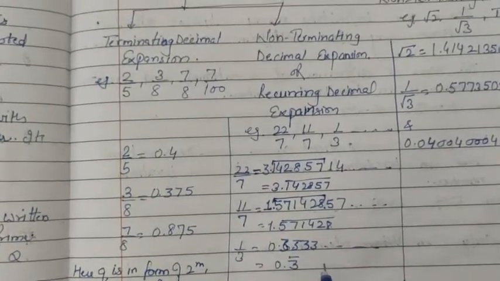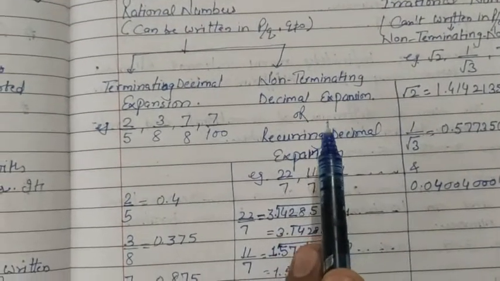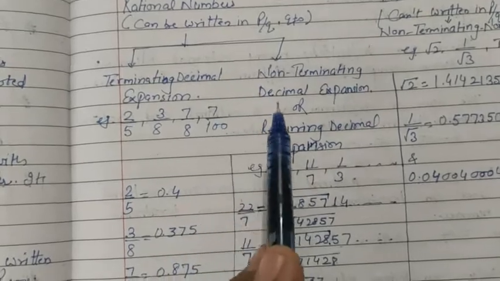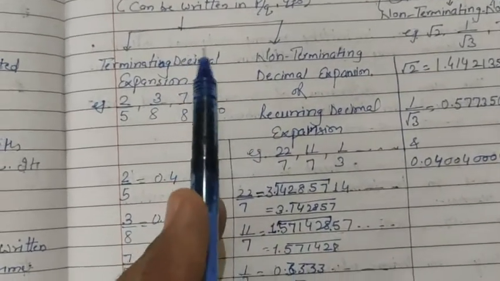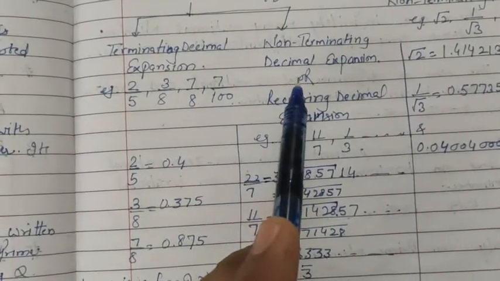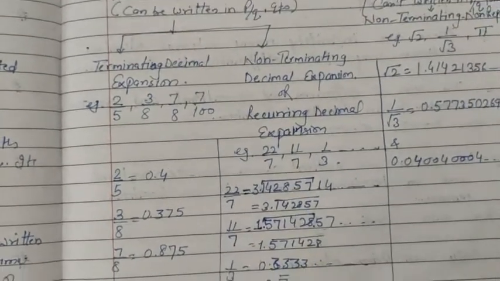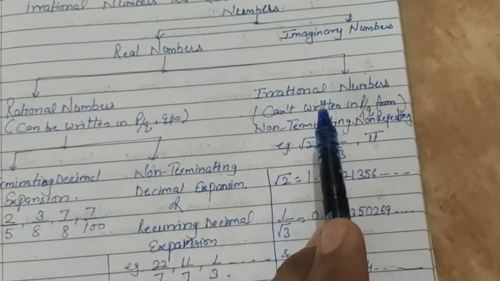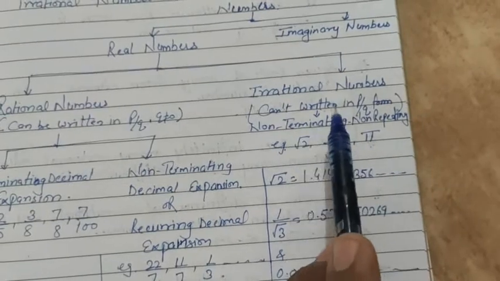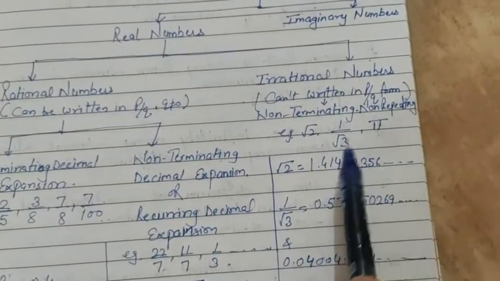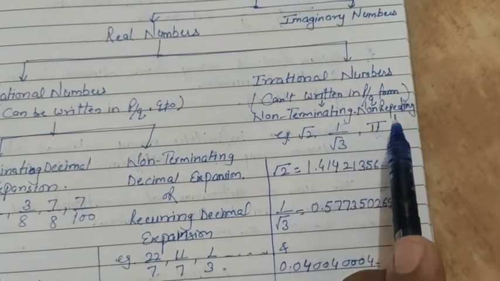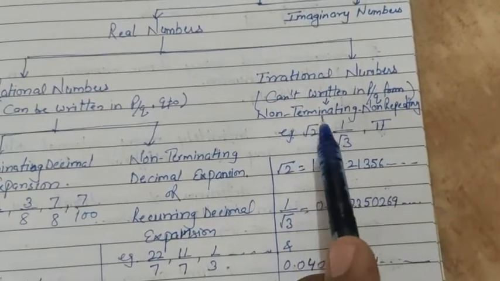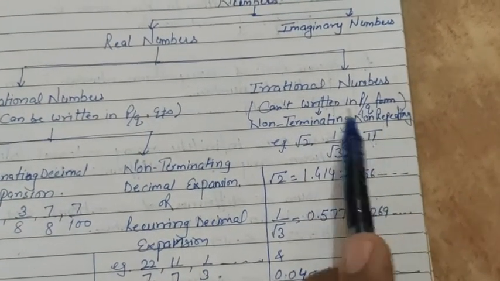So this is about the non-terminating decimal expansion, or we can say rational numbers. So this is the rational number of type non-terminating decimal expansion. Keep in mind, the irrational numbers we already studied can't be written in the p by q form, and these are of non-terminating, non-repeating type.